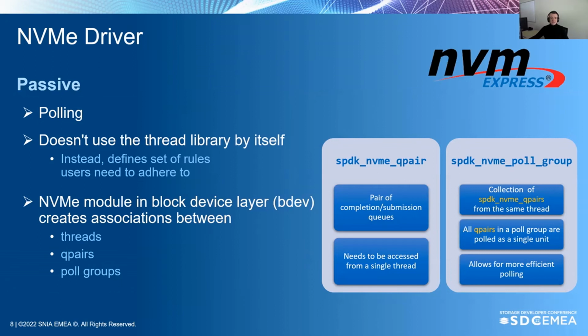And it can be used either standalone or through the block device layer. And it's the NVMe module in the block device layer that creates the associations between the queue pairs, poll groups, and the threads. A queue pair is just a pair of submission and completion queues that has to be accessed from a single thread, while a poll group, on the other hand, is a collection of queue pairs, which can be from multiple controllers from the same thread, and they are polled as a single unit. This allows us to poll multiple queue pairs more efficiently, but I'll talk a little more about that later on.